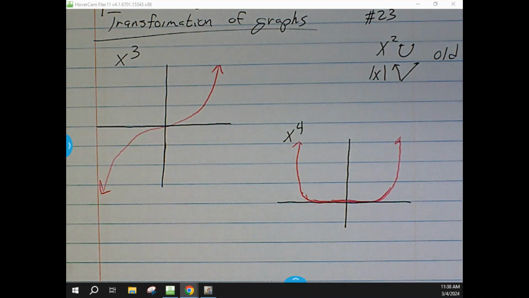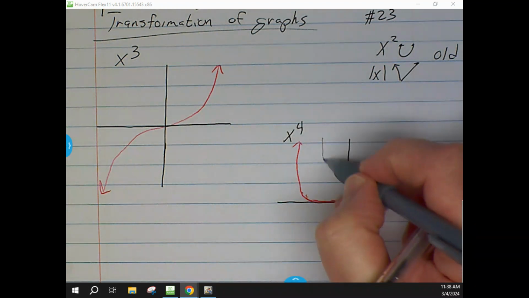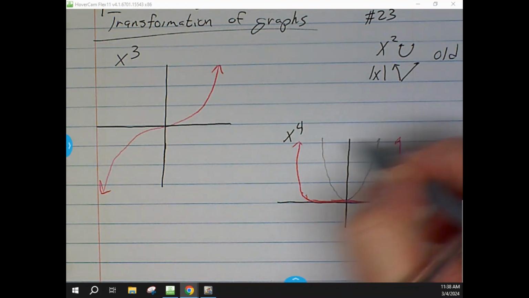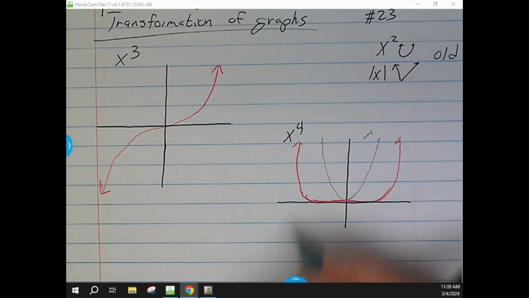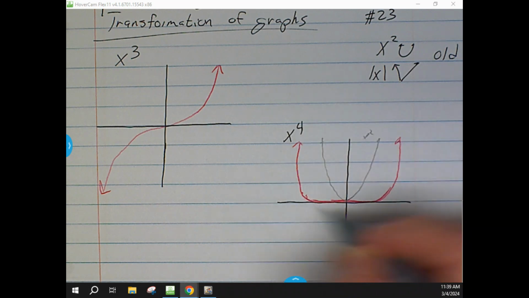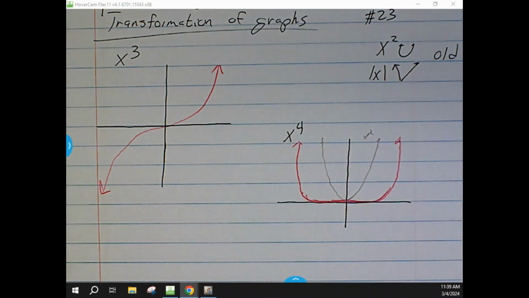So if you had x squared, it would look more like this. X to the fourth is going to be really flat on the bottom, where it kind of sits on the bottom for a long time.